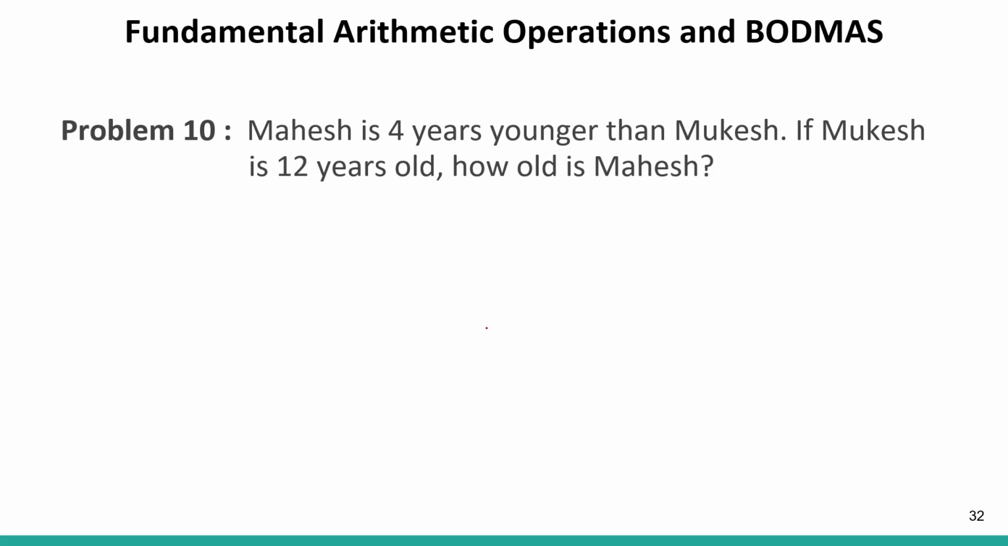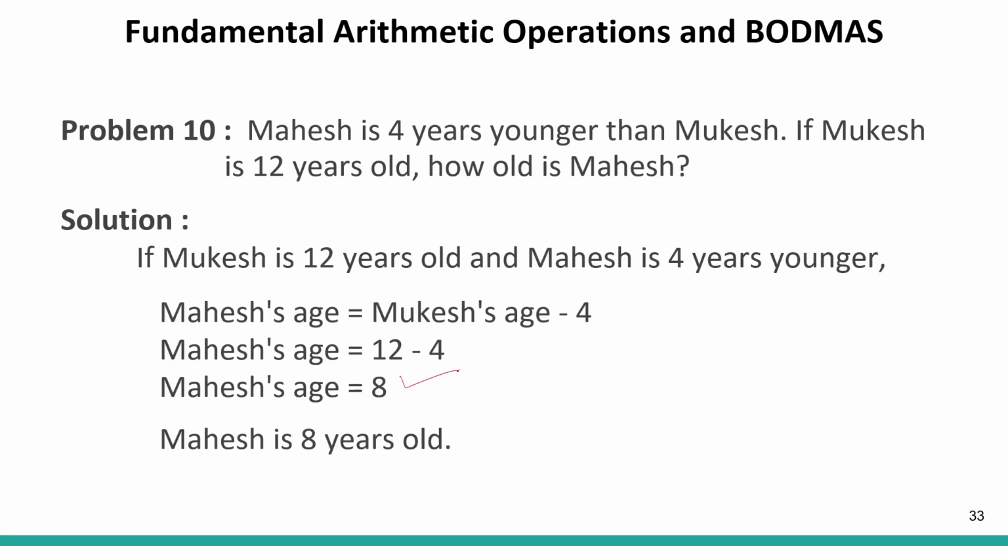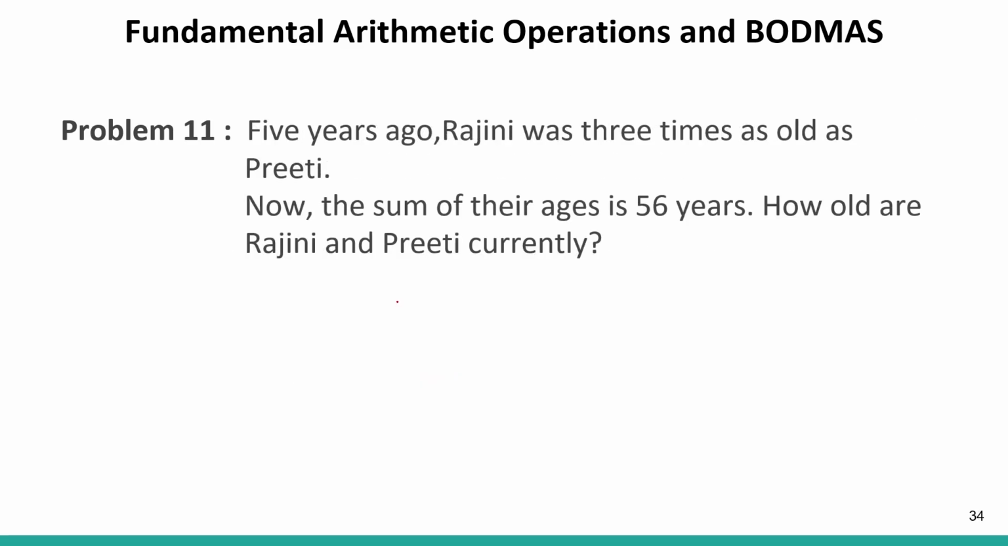So Mahesh is 4 years younger than Mukesh. Okay. So if Mahesh's age is x and Mukesh's age is x plus 4, since Mahesh is 4 years younger than Mukesh. If Mukesh is 12 years old, so this is Mukesh and this is Mahesh. So this is equal to 12, given. This implies that x is equal to 8. So Mahesh is 8 years old. So let's see problem number 11.